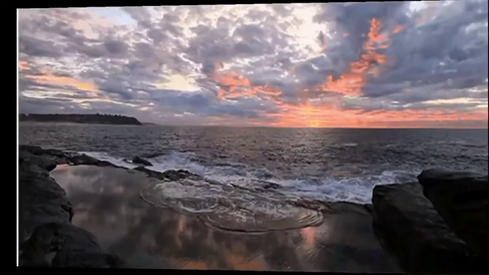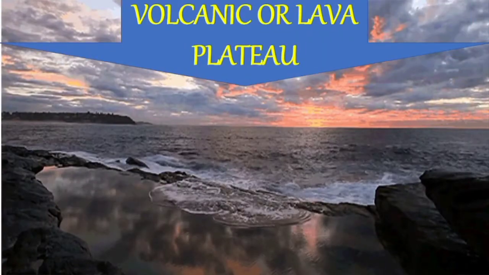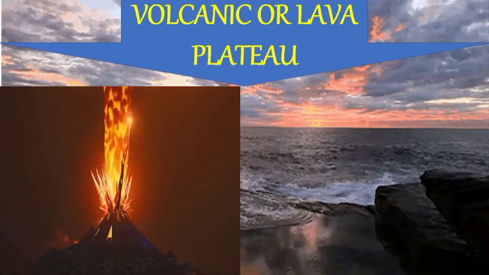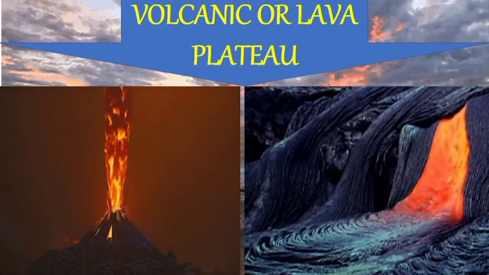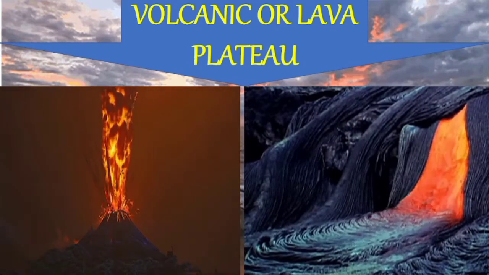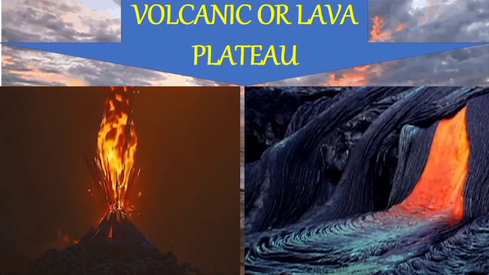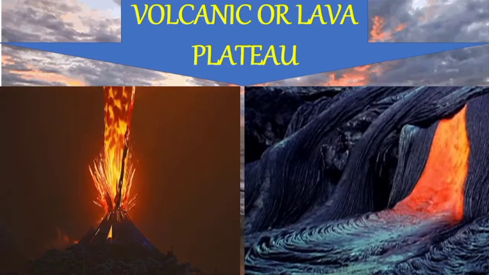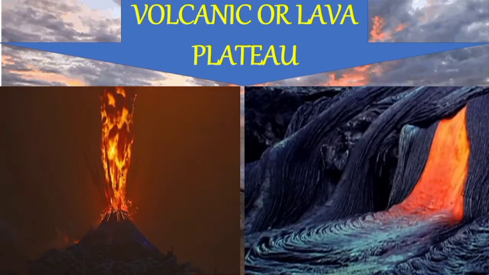Now, this will take us to the next, which is the volcanic plateau. The volcanic plateau is a plateau produced by volcanic activity. We have two major types. We have the lava and the pyroclastic plateaus. An example of this volcanic plateau is the Antrim Plateau in Northern Ireland.